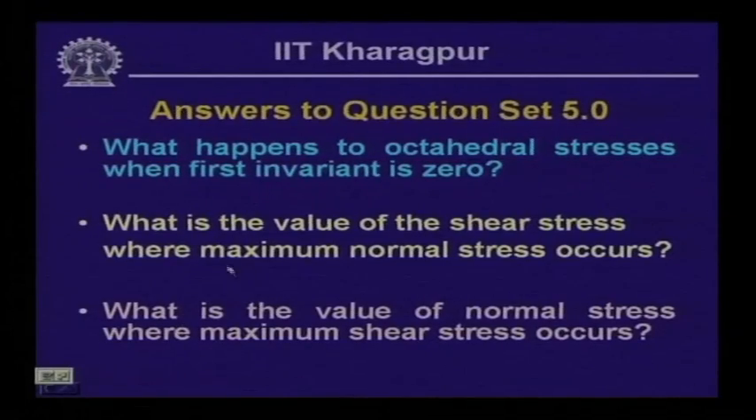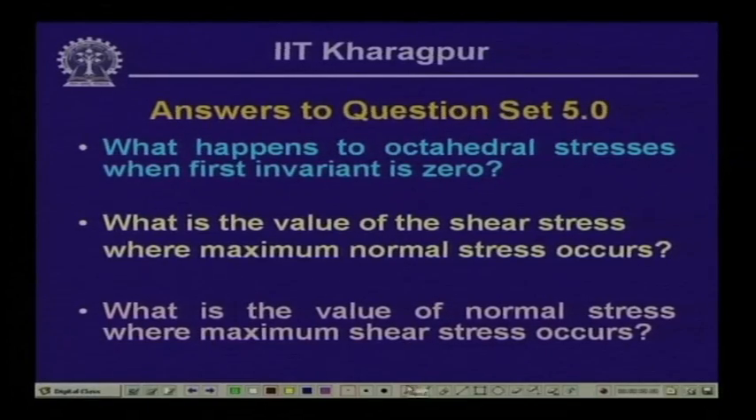Now, the second question which was posed was: what is the value of the shear stress where maximum normal stress occurs? And the third question is: what is the value of normal stress where maximum shear stress occurs? Probably these two questions we can answer through the same diagram. If you remember, last time we had shown how to plot the Mohr circle. This is the sigma axis and this is the tau axis.